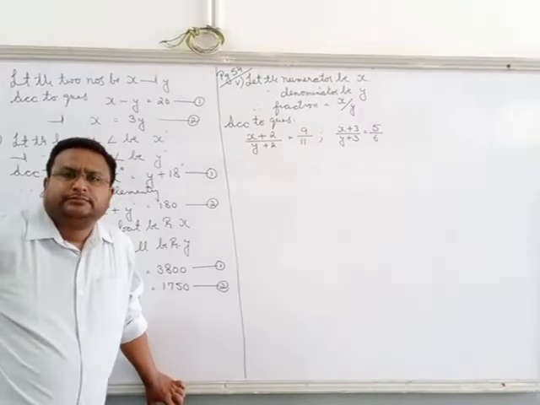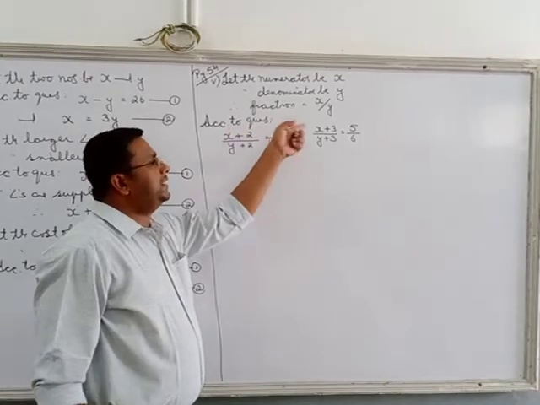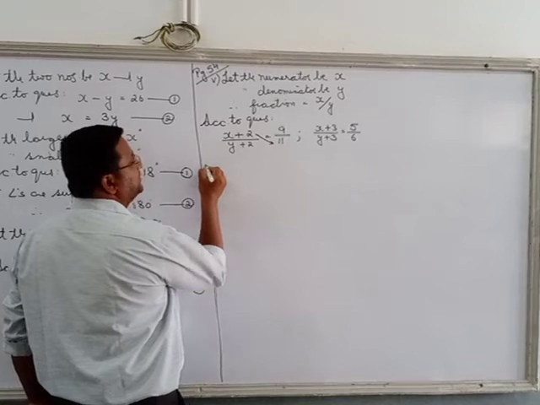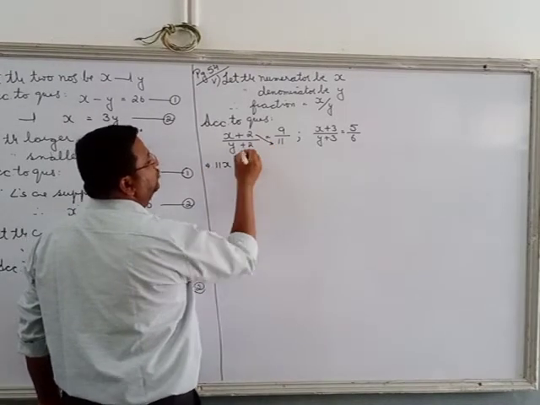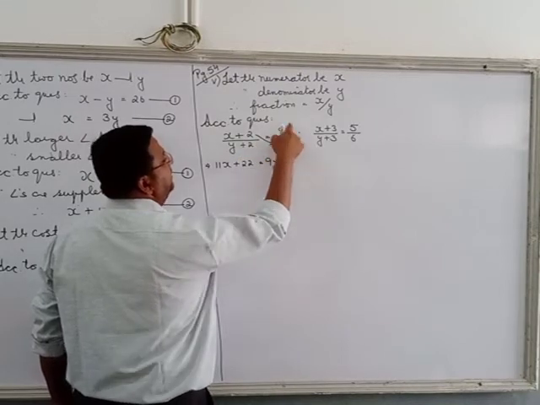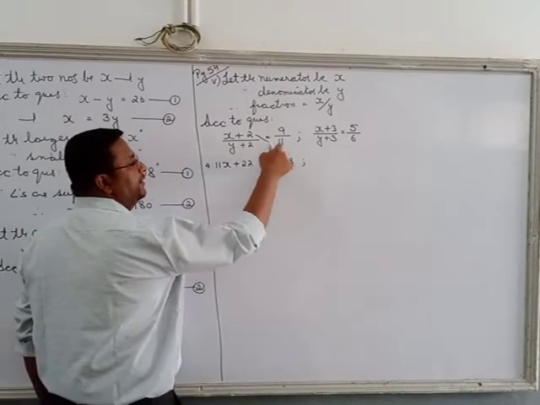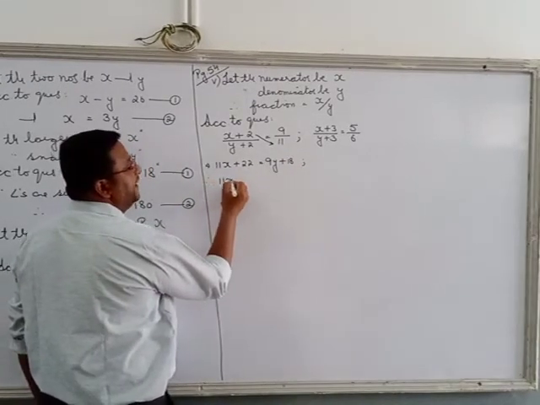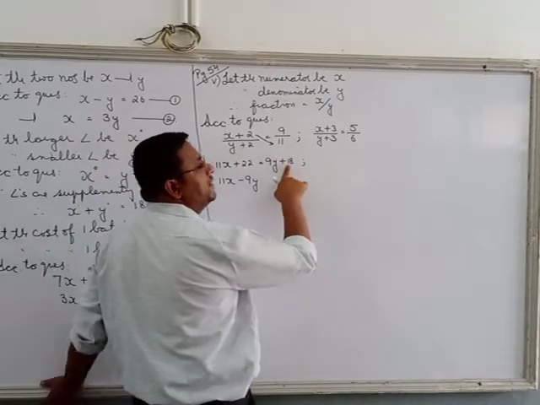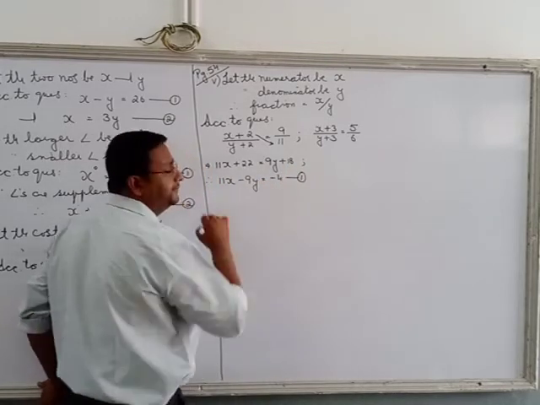Simple statement. I hope there is no doubt. Solve: cross multiply and you get a linear equation. 11 into x is 11x, 11 twos are 22, equals 9 into y, 9y, 9 twos are 18. Bring 22 over here and 9y over here, so the equation becomes 11x minus 9y equals 18 minus 22, which is minus 4. Equation number 1.